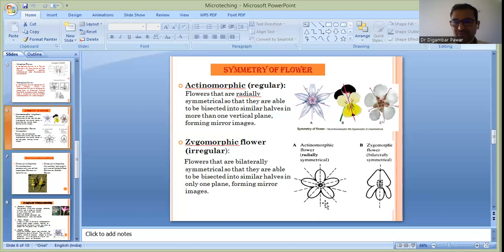Here you can see the images, A and B. In A, the flower is bisected in every plane, like you can see here, and forms a mirror image. But in B, the flower is bisected in only one plane to form a mirror image. So if a flower bisects in only one plane to form a mirror image, it is called zygomorphic, and if the flower bisects in any plane to form a mirror image, it is called an actinomorphic flower.